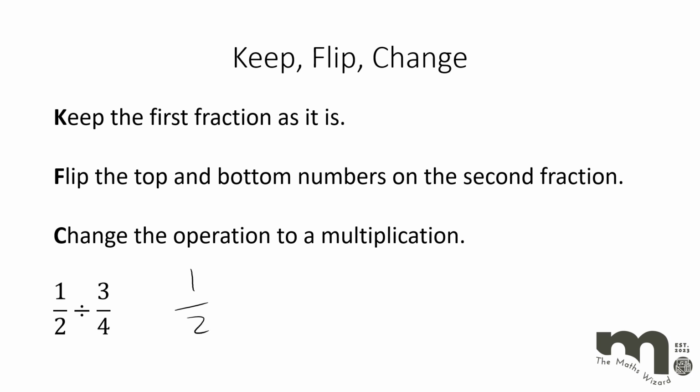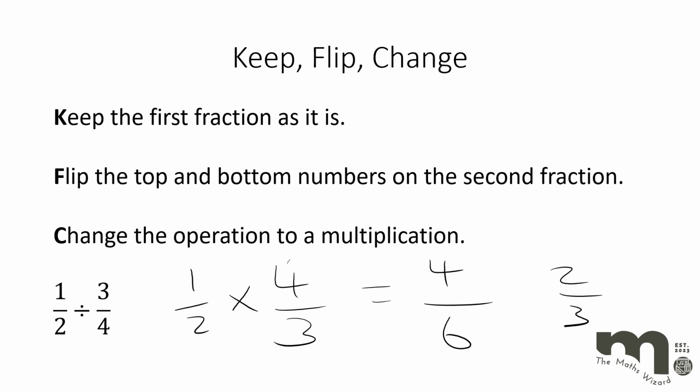We flip the top and the bottom numbers on the second fraction. So that becomes 4 over 3 instead of 3 over 4. And we then change the operation to a multiplication. So that then becomes 1/2 times 4 over 3. So in this example here, we do 1 times 4, which is 4, and 2 times 3, which will give you 6, which would then simplify down to 2/3 in this particular example.